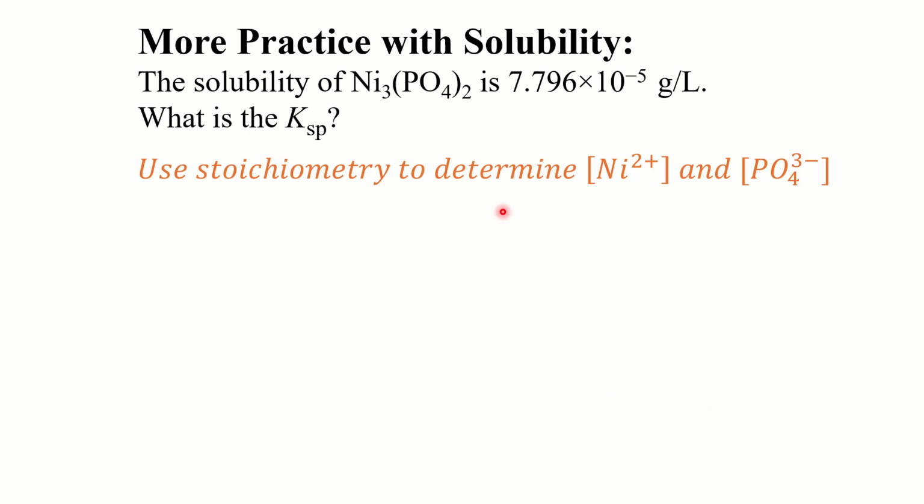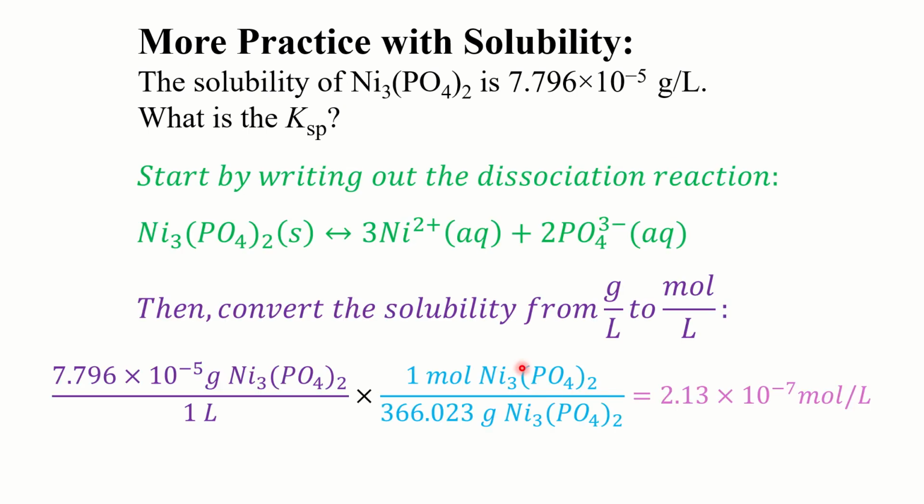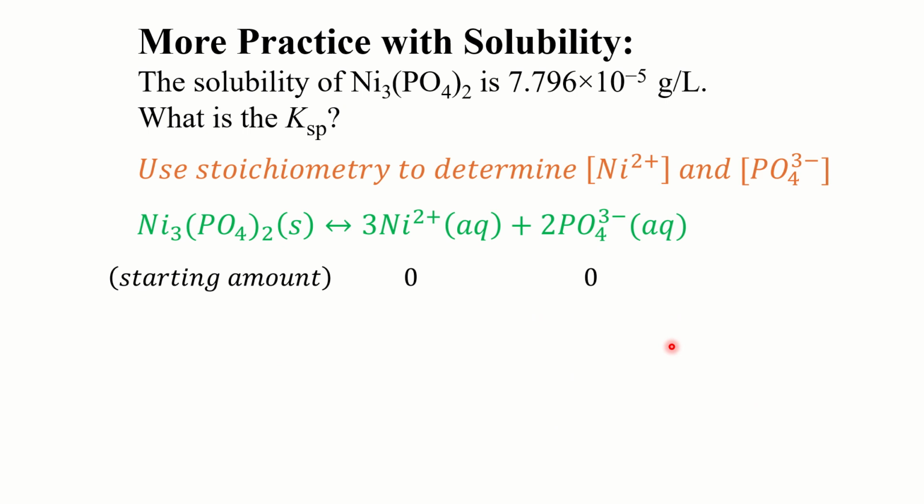Next, we're going to use stoichiometry to determine the concentration of nickel and phosphate. So our starting amounts are 0. We're sort of doing an ICE table here. Remember, this is the molar solubility, and the molar solubility is X. So if we're thinking about this in terms of an ICE table, our changes would be minus X for the solid, plus 3X for nickel, and plus 2X for phosphate.